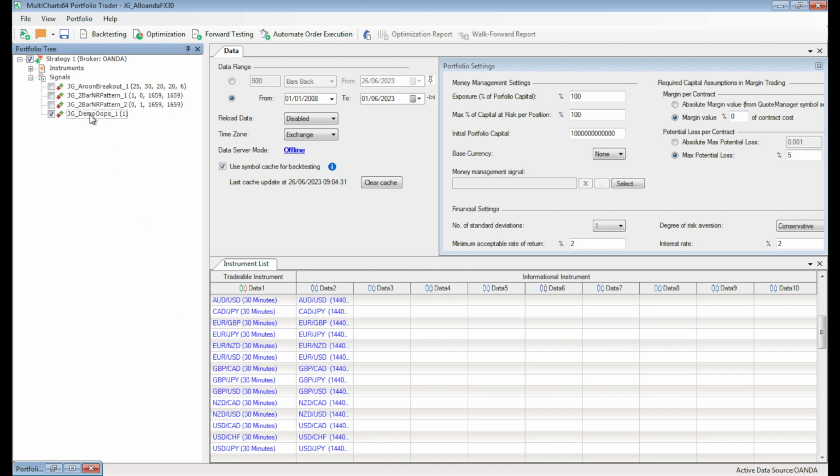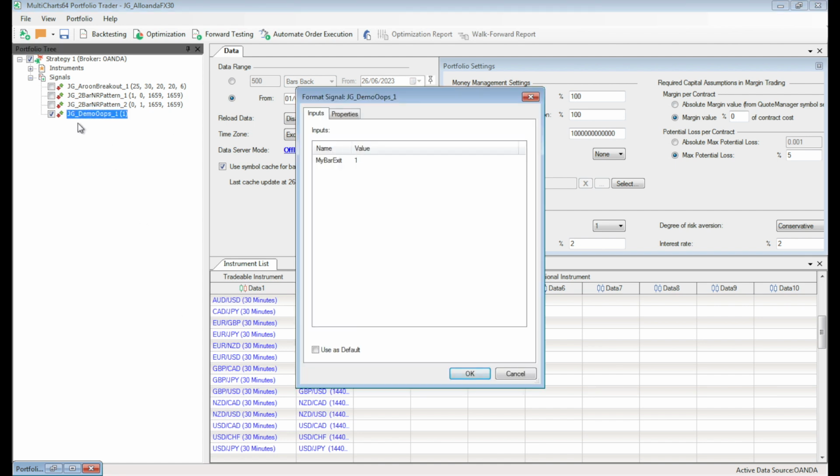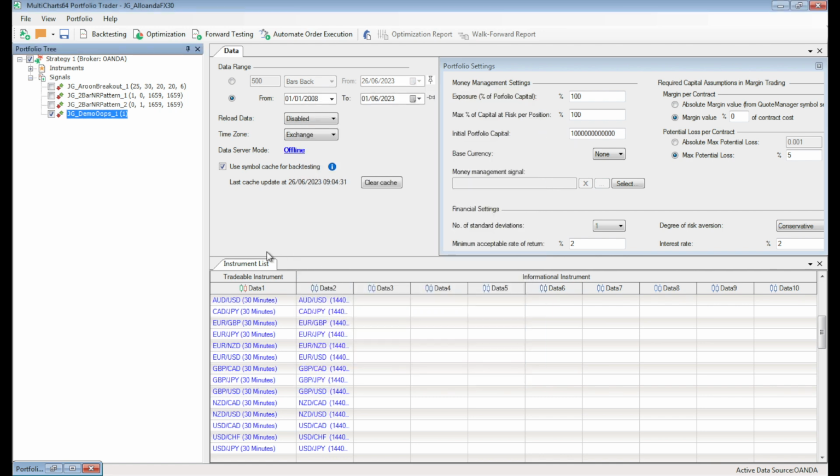Here's the strategy that I've programmed. It's the OOPS strategy, and I've just got one input which I can adjust, and that's literally how many days we stay in the trade. So firstly, we're just going to be looking at staying 1 day in the trade. All the results we're going to see in the report are going to be in pips rather than the currency value. So let's look at the first performance report.